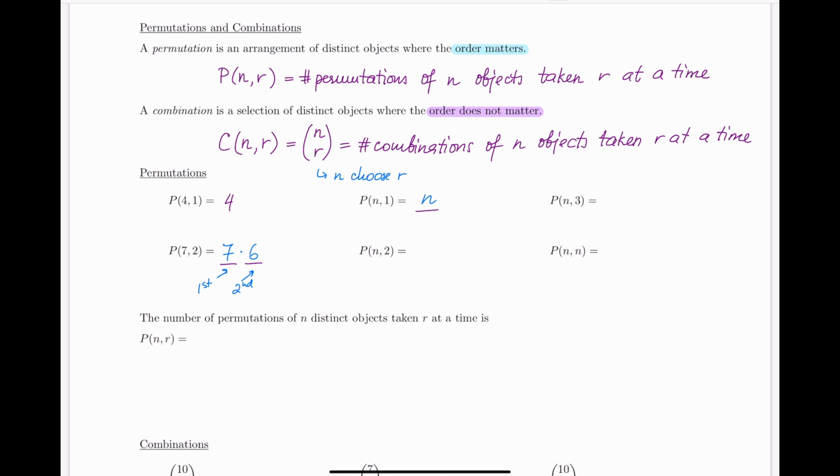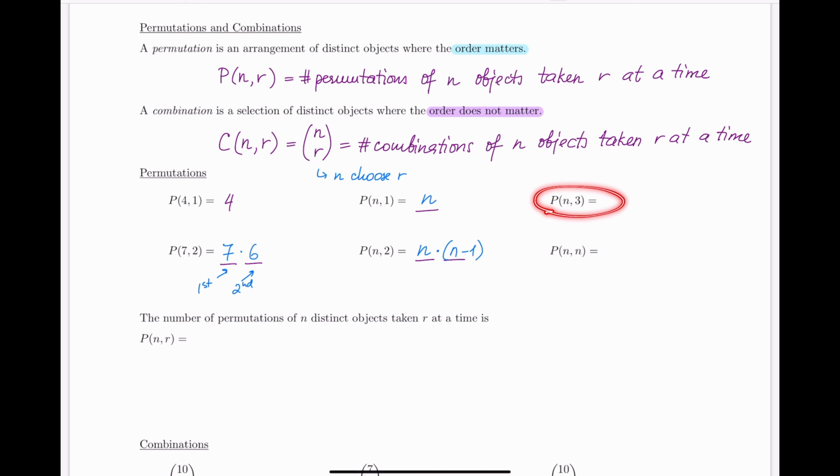Permutations, n objects taken 2 at a time. So I'm going to follow a similar logic to the one I had before, except for now I have to generalize it to n. So the number of options for my first object is going to be n, and the number of options for my second object is going to be n minus 1, because they have to be distinct and I cannot repeat them. And I'm going to multiply the 2 of them together to produce the final answer.